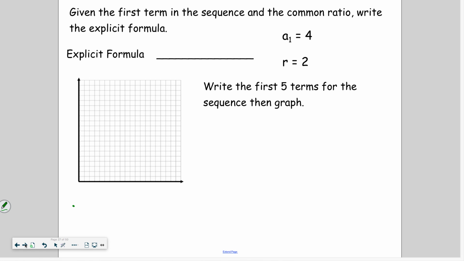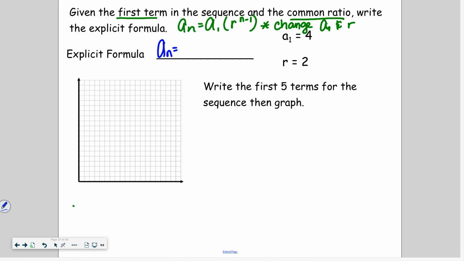All right? So we've got the first term in the sequence, and we've got the ratio. So we're going to write the explicit formula. Now, remember, the explicit formula is a sub n is equal to a sub 1 times r raised to the n minus 1. And we're only going to change a sub 1 and r. Okay? So if we do that, let's go ahead and run our formula.